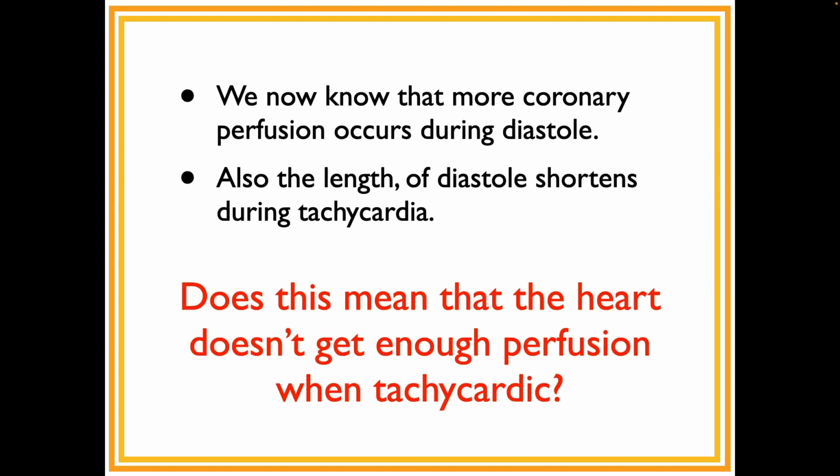Now, so we know that coronary perfusion, again, we're talking about the coronary circulation, occurs during diastole. We also know that when the heart's beating very fast, tachycardia, fast heart rate, that diastole shortens. So what do you think? Does this mean when the heart's beating really, really fast, the heart does not get enough perfusion around itself? And again, I'm talking about the coronary circulation. Any ideas? Anybody want to jump in?